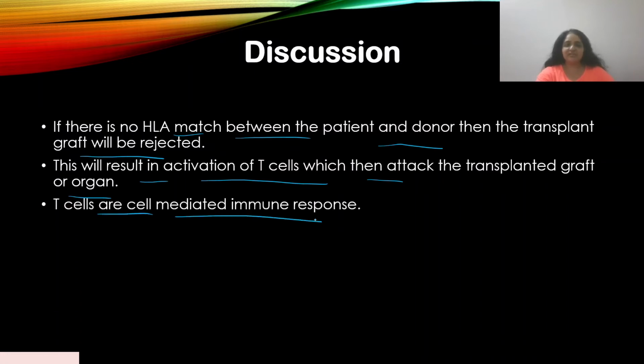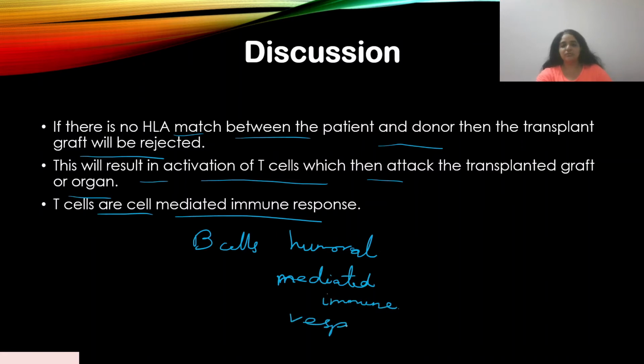So T cells are cell-mediated immune response. Please remember that. B cells are humoral mediated immune response. So remember these differences between T cells and B cells.